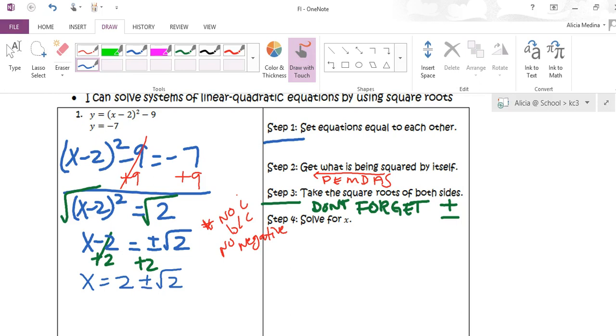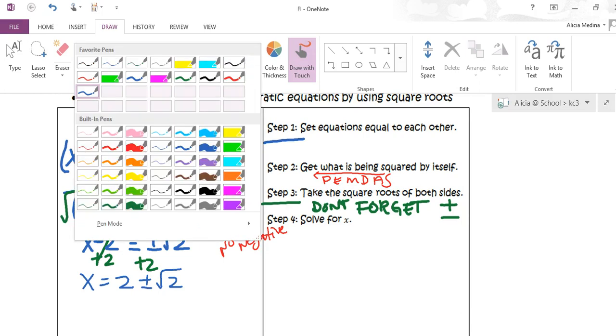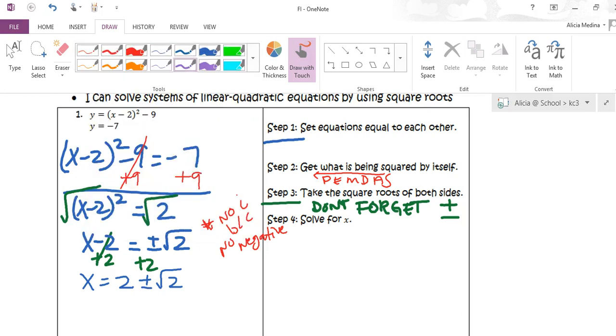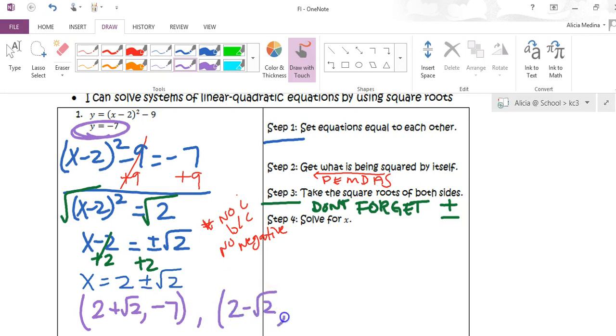So this is my x value. Let me get a different color here. It's purple. My whole x value for one of these options is 2 plus the square root of 2. And then we need the y value. The y value was given to me at the top there, right? So it was just negative 7. So that's one solution. The other solution is when x is 2 minus the square root of 2, still comma negative 7, because that y value has not changed.